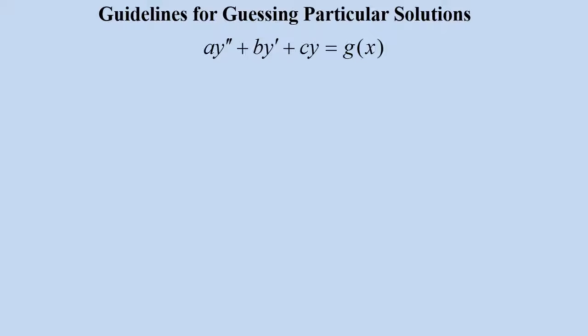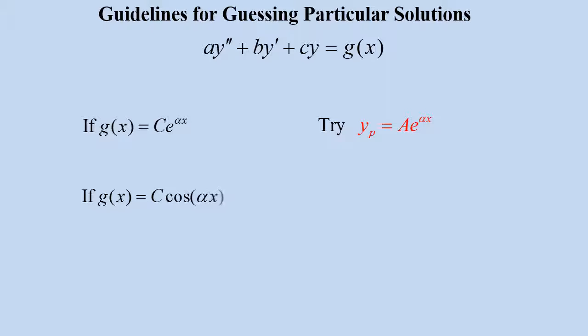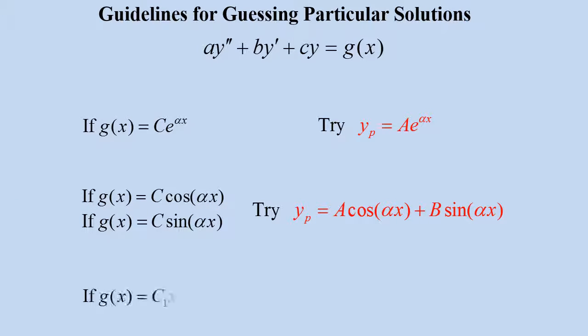Now here's kind of a summary of what we're going to be taking a look at. The different things that we might see for the non-homogeneous component, here referred to as g of x, are, number one, we might have something involving e to the x. Number two, we might have something involving either sine or cosine of x, or both. And number three, we might have something involving polynomials, such as x squared, x cubed, x, or just constants.